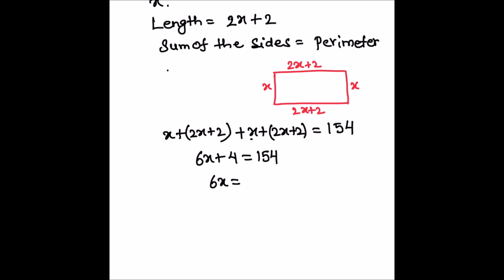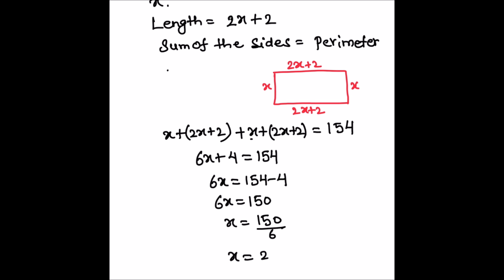Or 6x equals 154 minus 4. Just transpose the single number, because we need to find the variable. We'll keep the variable on the left hand side. So that's 6x equals 150, or x equals 150 divided by 6. Let's divide the two numbers.